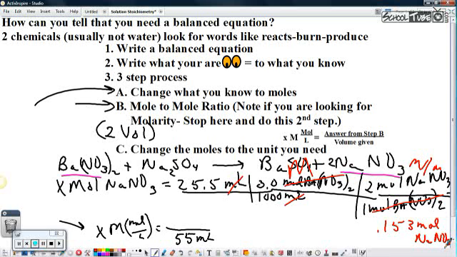Now, some of you may recognize that you could do this in one big long step. If you can do it, you can do that. I'm not going to teach you how to do it. All right, so what do I need on top to get molarity? Moles. So 0.153 moles of NaNO3. Can I stop? No, I don't have liters on the bottom.